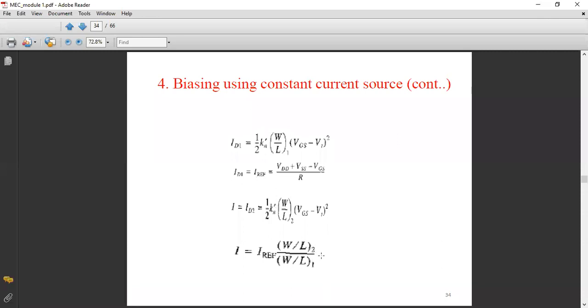So that is the equation for capital I. That is I reference into the ratios of two aspect ratios. Okay, the ratios of two aspect ratios: W by L to the base 2 divided by W by L to the base 1.